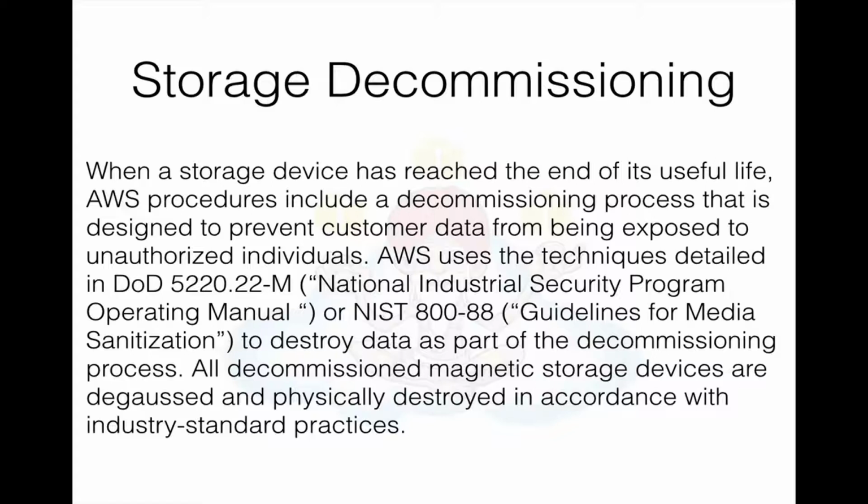So we talk about storage decommissioning. When a storage device has reached the end of its useful life, AWS procedures include a decommissioning process that is designed to prevent customer data from being exposed to unauthorized individuals. AWS uses the techniques detailed in DoD 5220.22-M, the National Industrial Security Program Operating Manual, or NIST 800-88, Guidelines for Media Sanitization, to destroy all data as part of the decommissioning process. All decommissioned magnetic storage devices are degaussed and physically destroyed in accordance with industry standard practice. So they don't just wipe the disks, they then go on to physically destroy them.